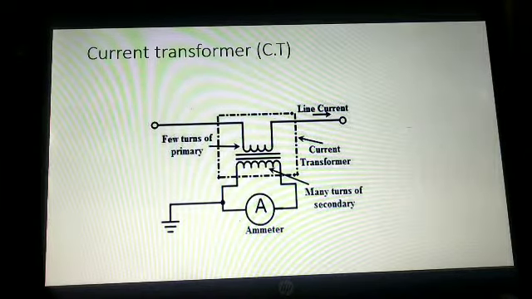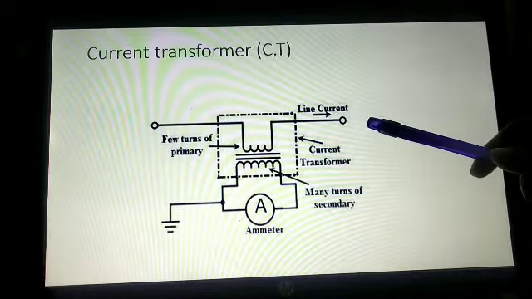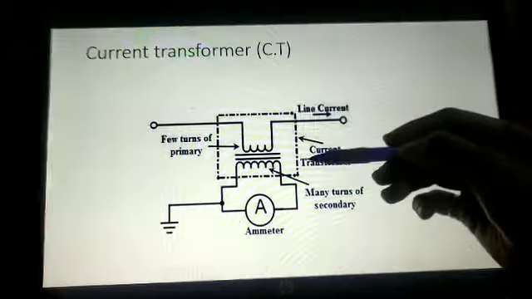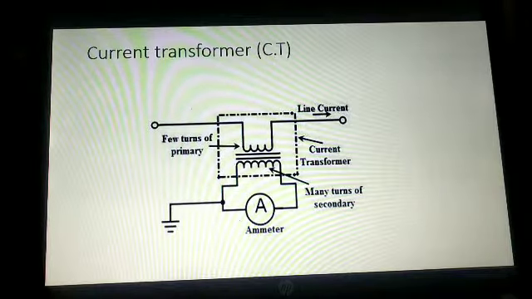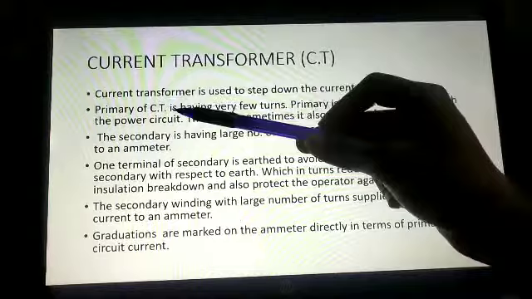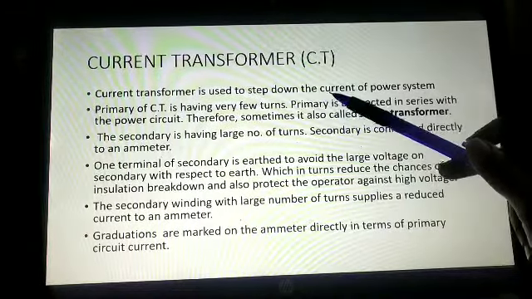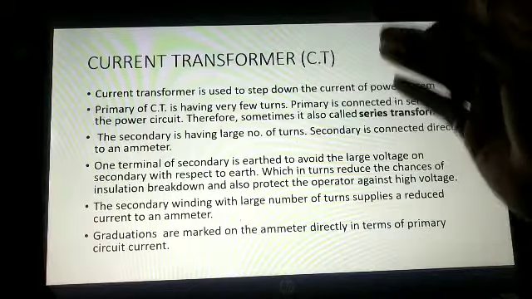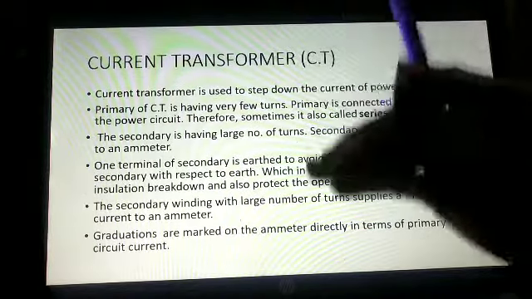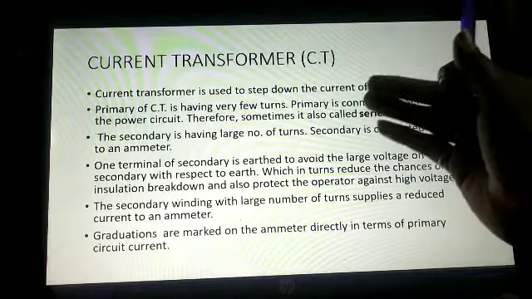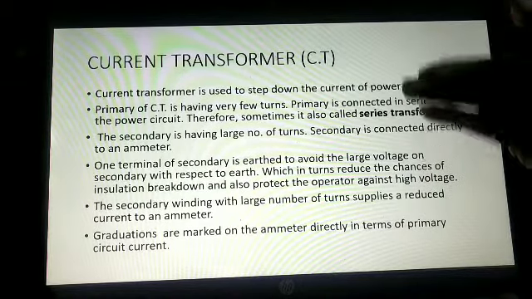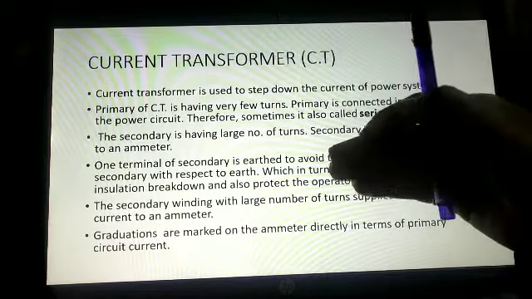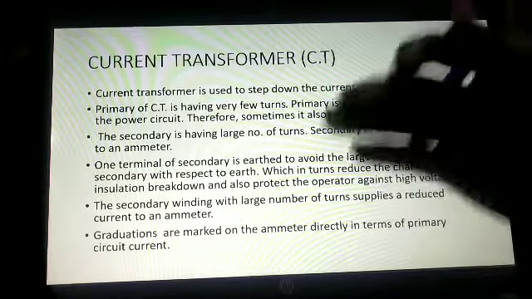Here you can see this is our line, this is our normal ammeter, this is the CT, current transformer. The current transformer is used to step down the current of the power system, right? So why is the CT used? It is used to step down the current of our power system, which means it will reduce the value of current, and we can measure it.